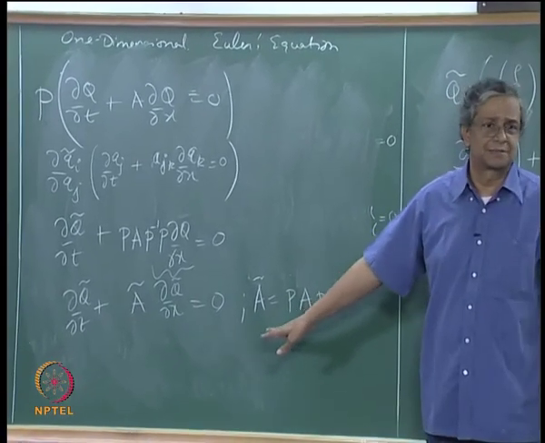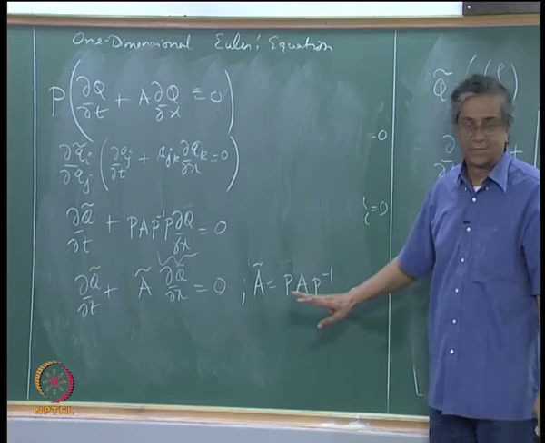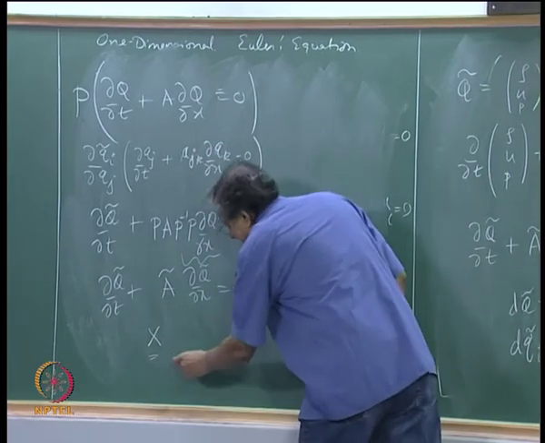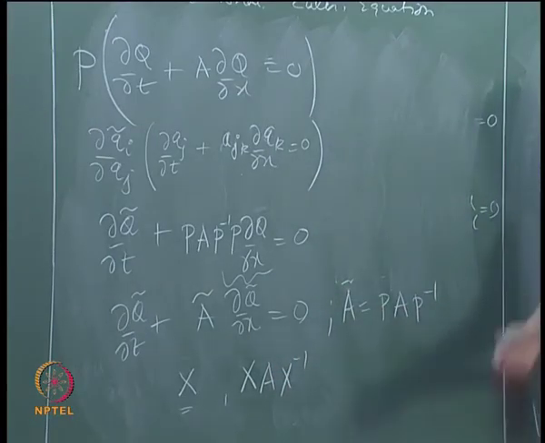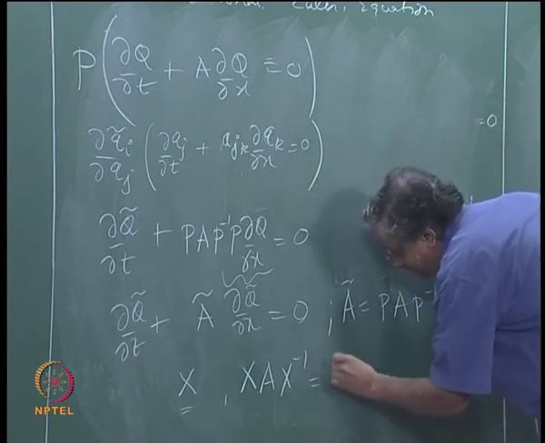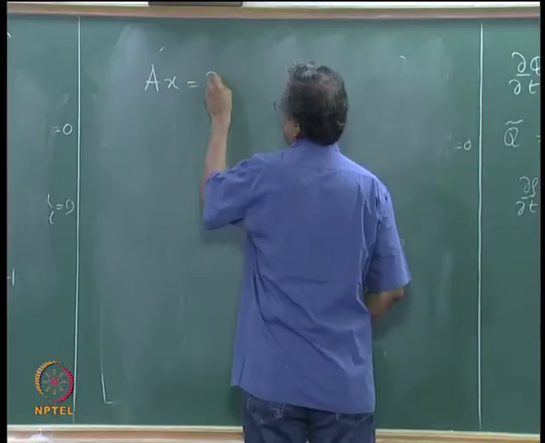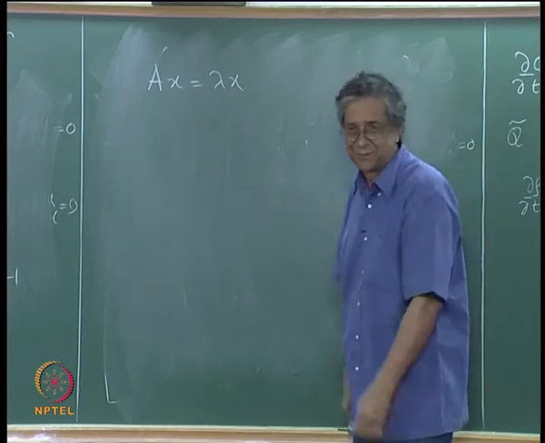So we can actually find some transformation which will diagonalize the matrix A. There is a matrix capital X so that X A X inverse, or X inverse A X, depending on which way we have written it, gives a diagonal matrix lambda. You understand? Your usual eigenvalue problem is A x equals lambda x. I usually prefer to write it as x lambda, because otherwise when you make it a vector, you can run into trouble.